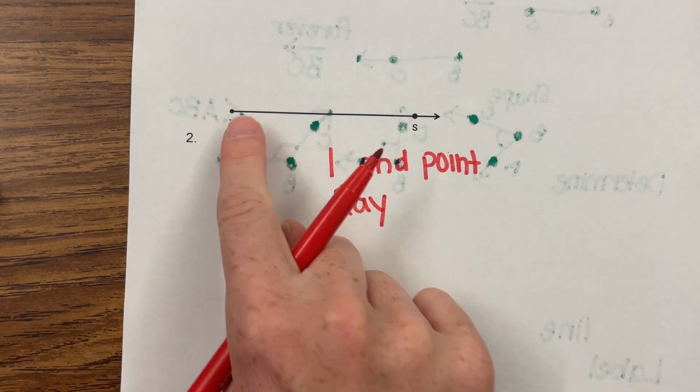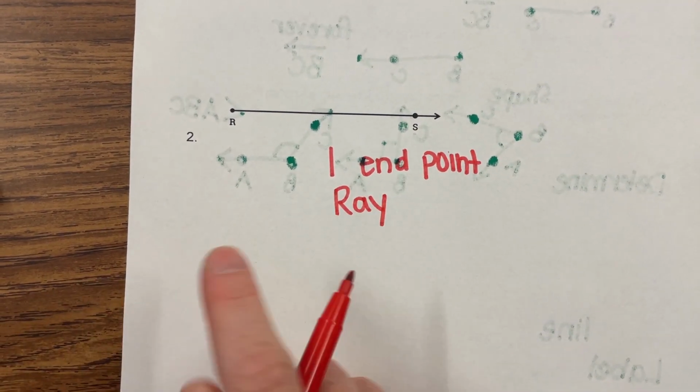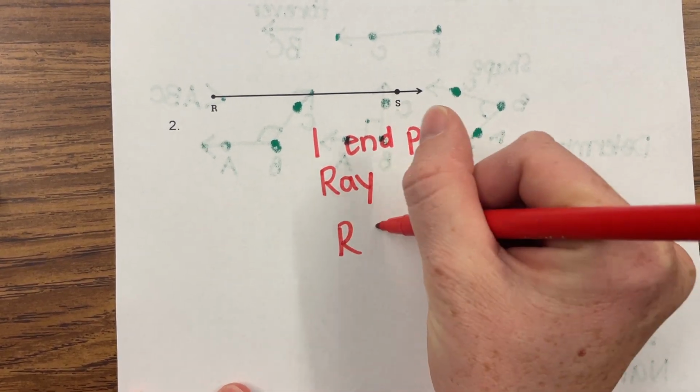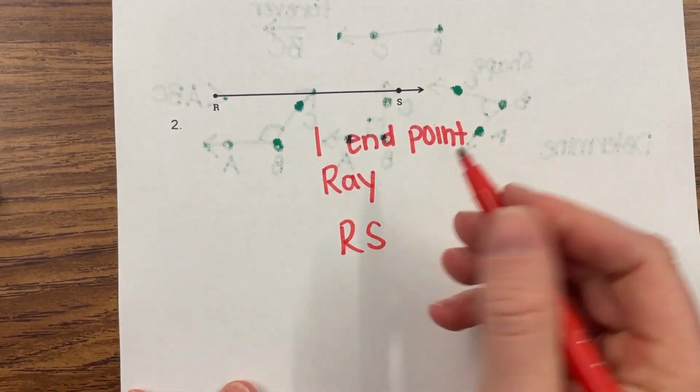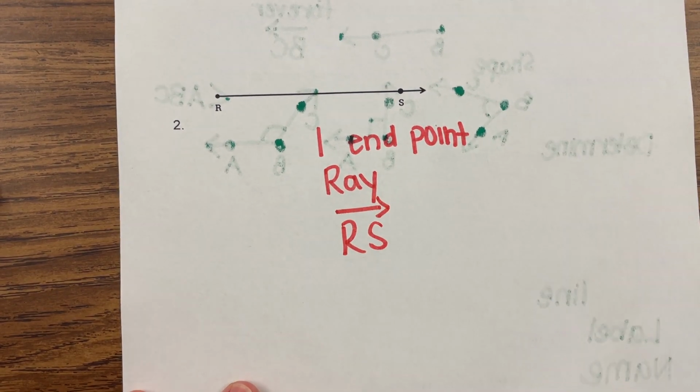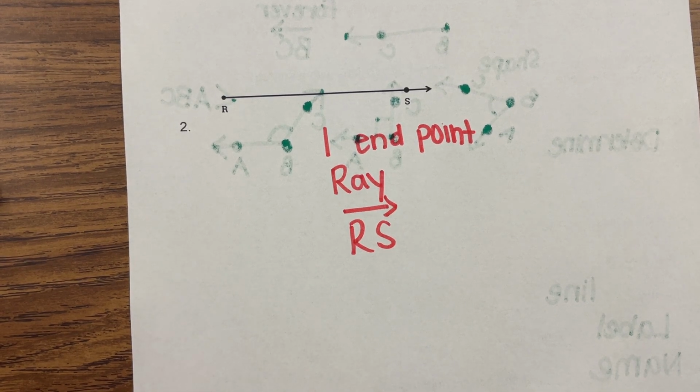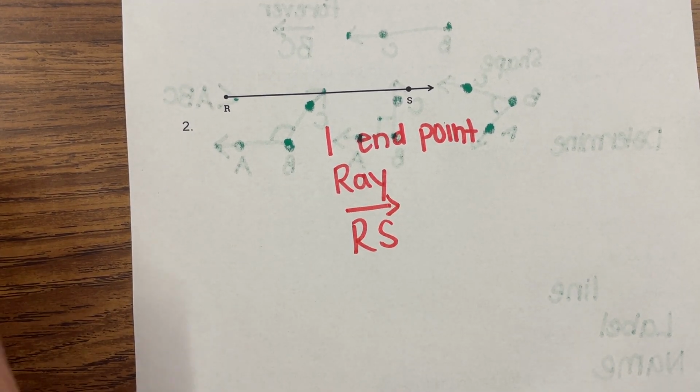Then I need to label it. It's already labeled. So now I need to name it with the correct notation. So I have R to S. The line goes out to S, so it goes this direction, and there's only one arrow. So this is how I label it.